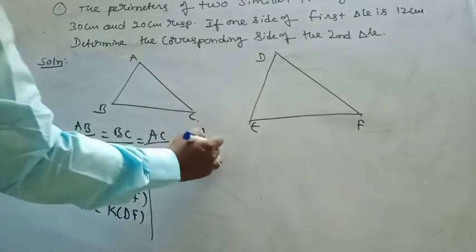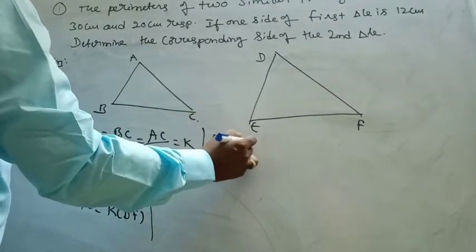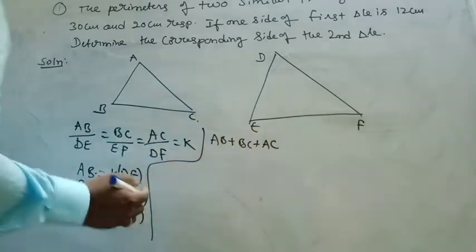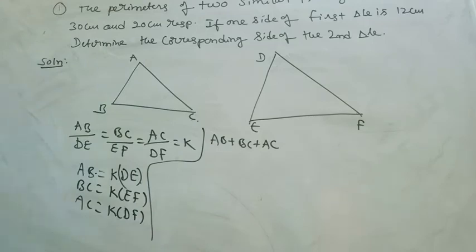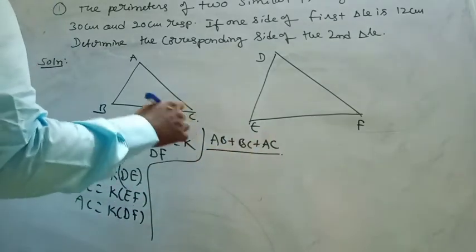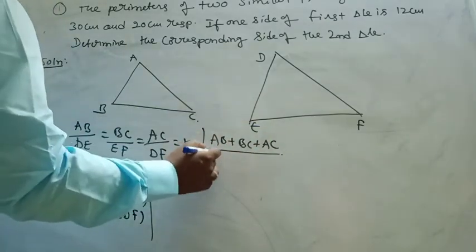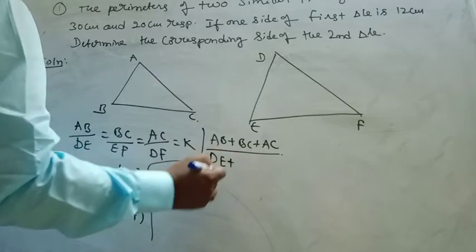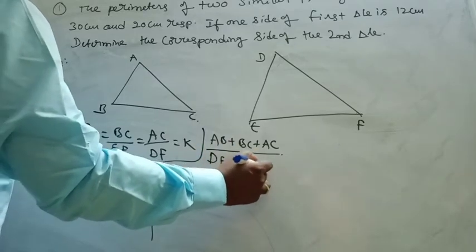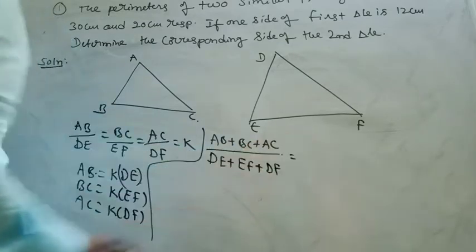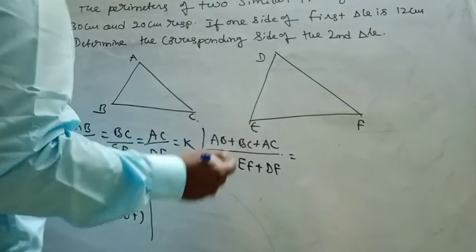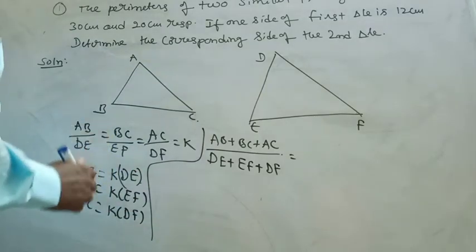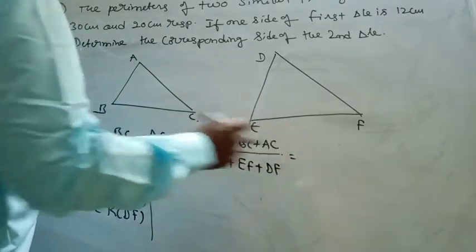Now AB plus BC plus AC is the perimeter of the first triangle, and the perimeter of the second triangle is DE plus EF plus DF. What I try to tell you is that this ratio is also equal to K. This will be in the same ratio.